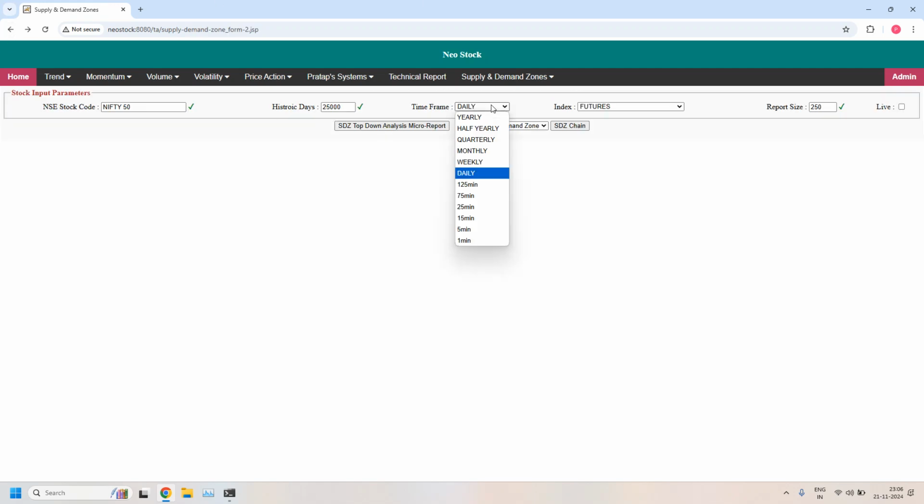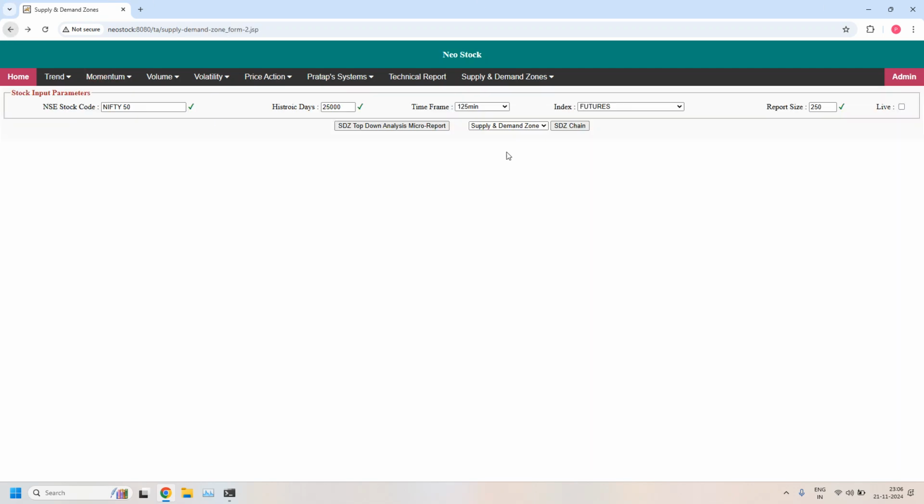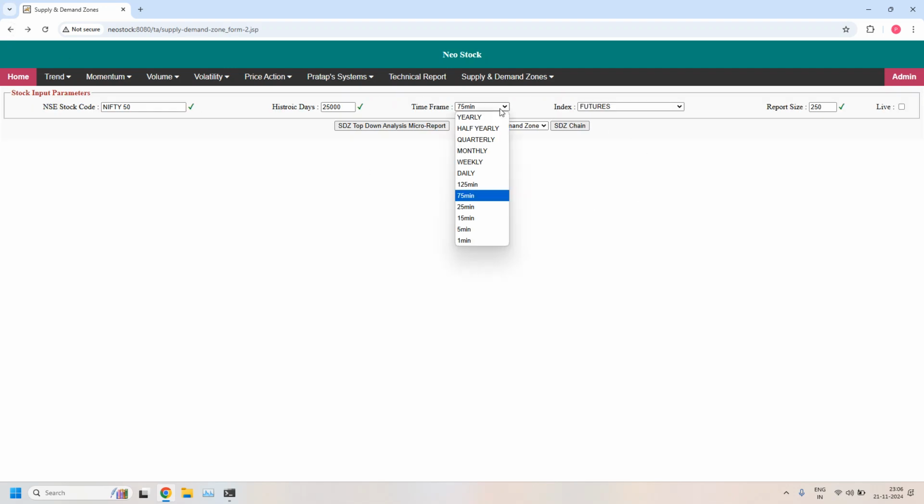Next time frame is 125 minutes. 125 minute supply demand zone chain for NIFTY. Next time frame is 75 minutes. 75 minutes supply demand zone chain for Nifty. Next time frame is 25 minutes. 25 minutes supply demand zone chain for Nifty.